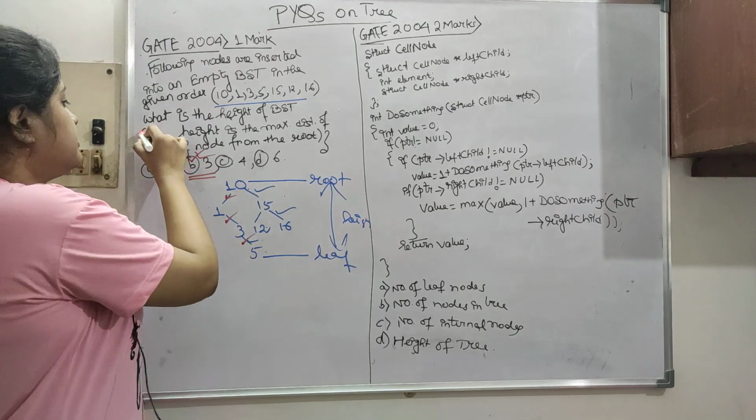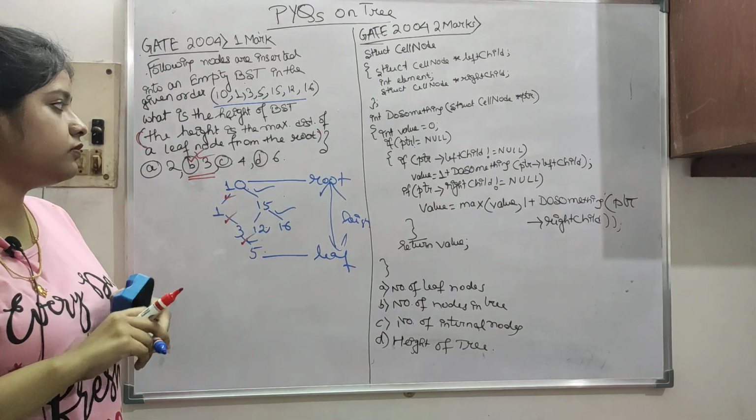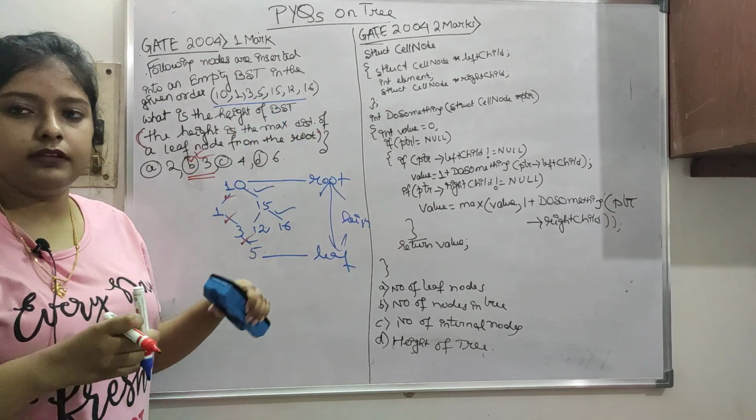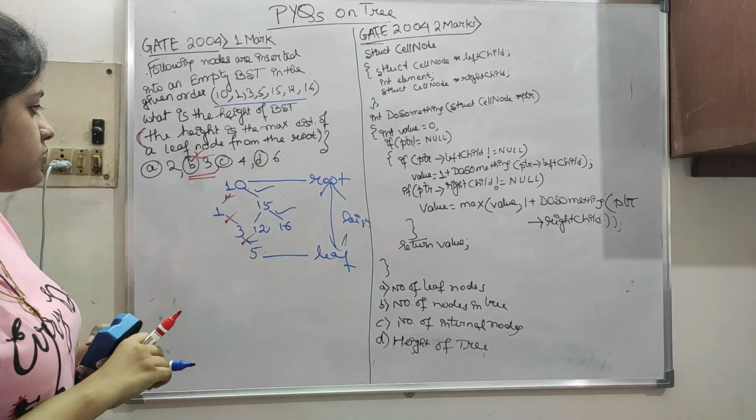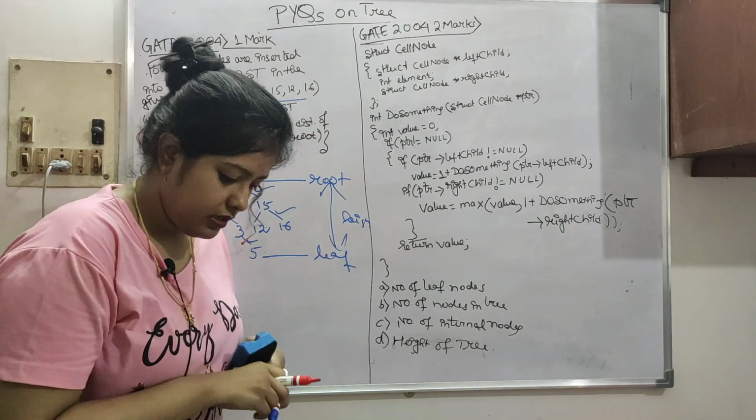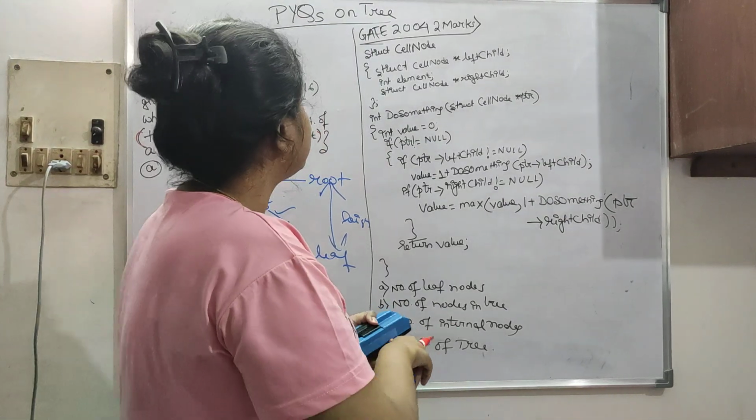So always check the mentioned definition of height here. It will always be mentioned in your question also. So the height is 3 here. Now let's move on to our next question.